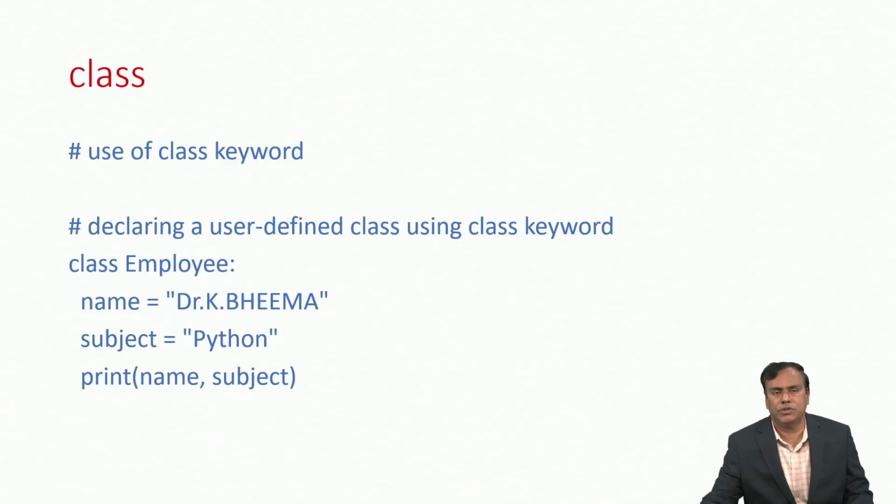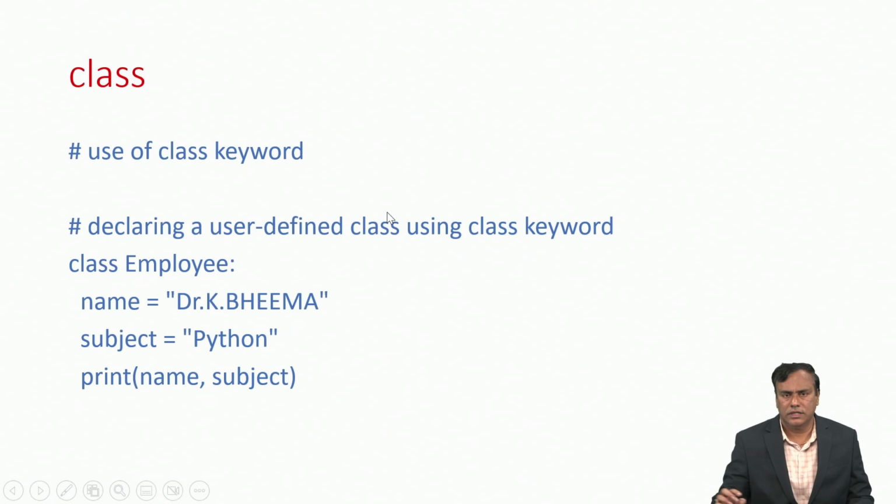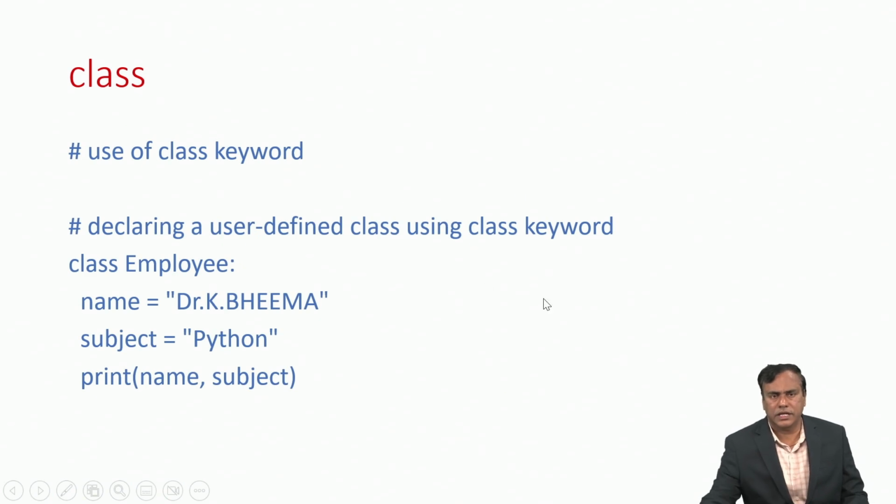Now we are going to look at the uses of the keyword class. You can use this class word for creating, that is, declaring a user defined class. So this Employee is the class name, and these are members of this class. It has two members, name and subject, and these are their values. So I'm printing the values of those members.